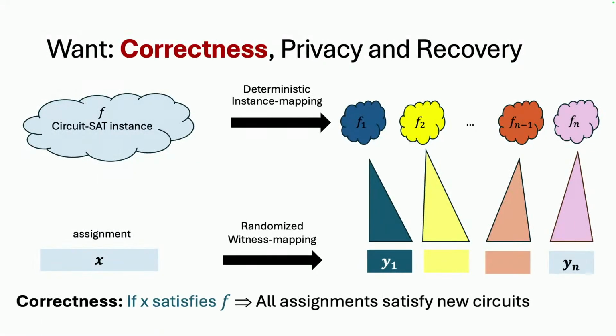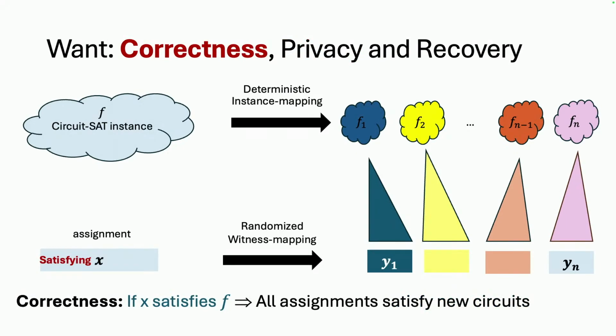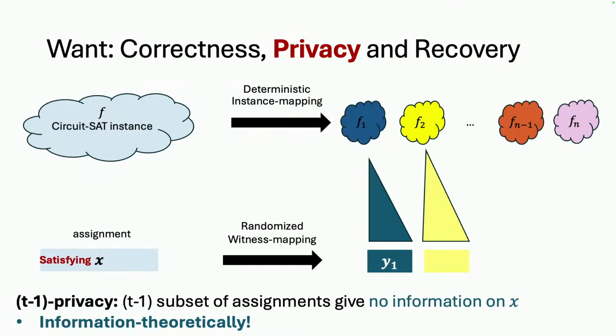So first of all, correctness, this is kind of trivial. If X satisfies the original statement, then these Y's should satisfy all these F's. Privacy means that if you get to see only a few of these satisfying assignments, it gives you no information on the original assignment. And I want to define it in a very strong way.